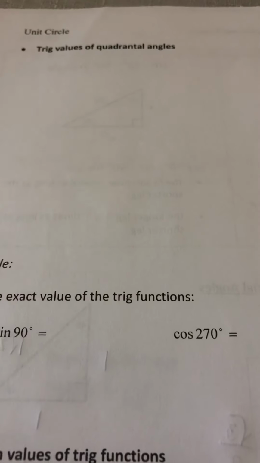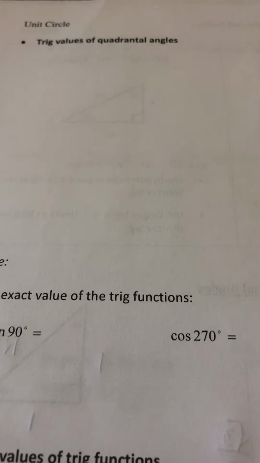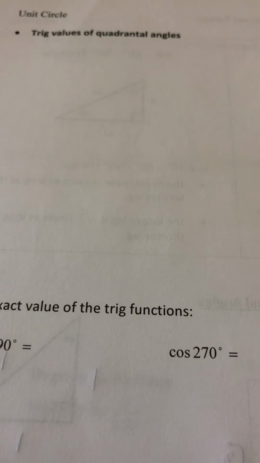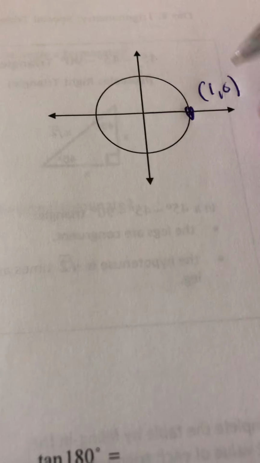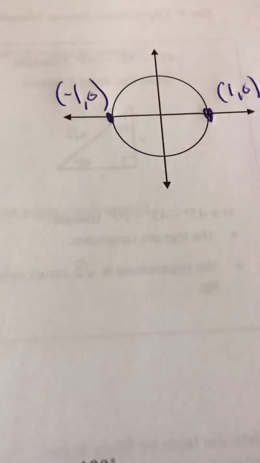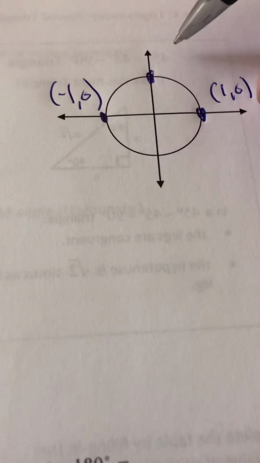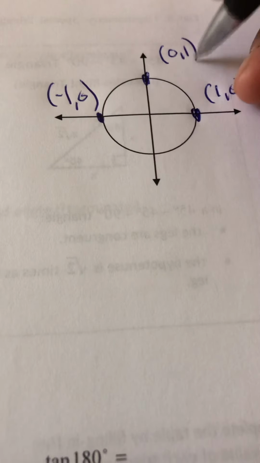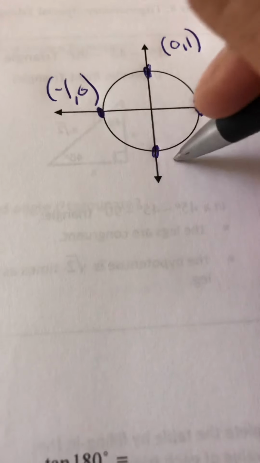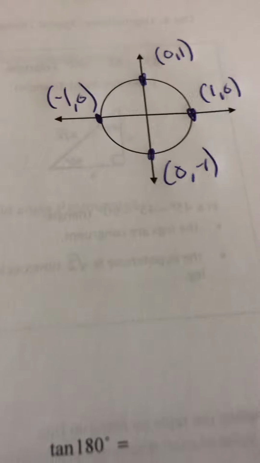The next thing we have are trig values of quadrantal angles. All right, so we're talking about our unit circle here. Now for our unit circle, we know this point is the point 1, 0. Opposite of that is the point negative 1, 0. Up top is the point 0, 1. And this point would be the point 0, negative 1.